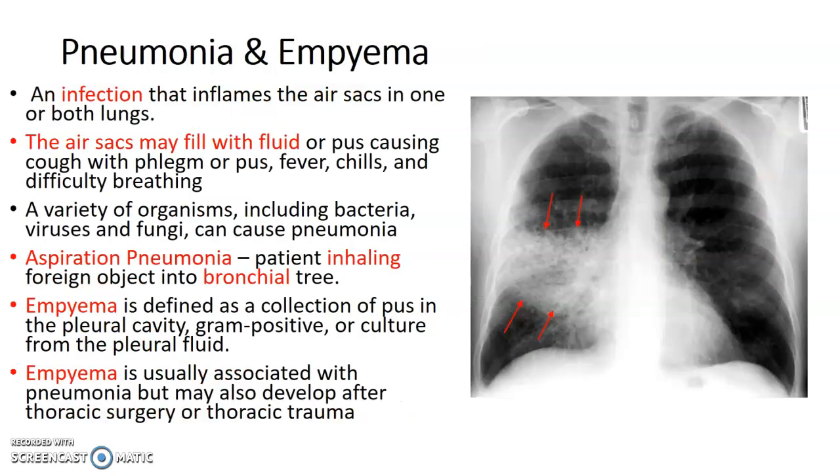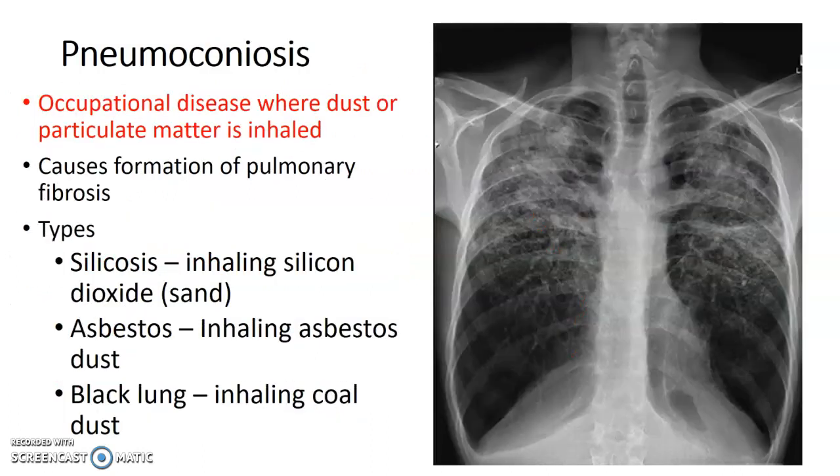Pneumonia and empyema. Pneumonia is the infection that inflames the air sacs in one or both of the lungs. The air sacs may fill with fluid or pus, causing a cough with phlegm, fever, chills, difficulty breathing, no fun for all. Aspiration pneumonia, the patient inhaling a foreign object into the bronchial tree. Empyema is defined as a collection of pus in the pleural cavity, gram-positive or culture from the pleural fluid. It's usually associated with pneumonia, but may also develop after thoracic surgery or potentially a thoracic trauma.